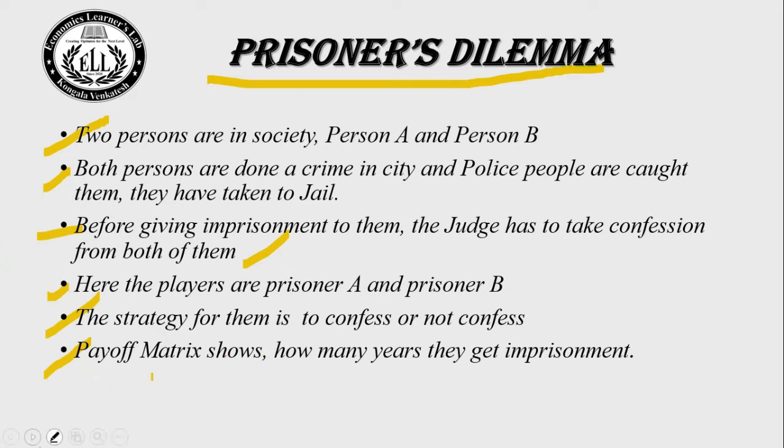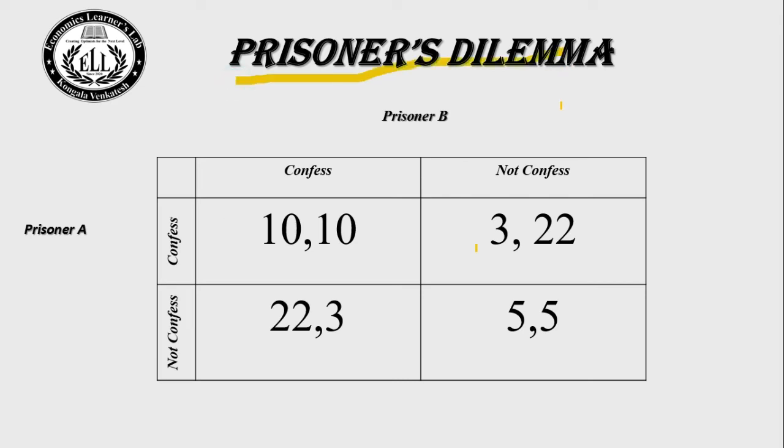Let us go to the next slide. Prisoner's dilemma. In the prisoner's dilemma, we have two prisoners, prisoner A and prisoner B. Prisoner A has two strategies, to confess the crime or not confess the crime. At the same time, prisoner B also has two strategies, to confess the crime or not confess the crime. If prisoner A and prisoner B both confess, they will get 10 years and 10 years of punishment. If prisoner A confesses and prisoner B does not confess, then prisoner A will get 3 years of jail punishment and prisoner B will get 22 years of jail punishment.